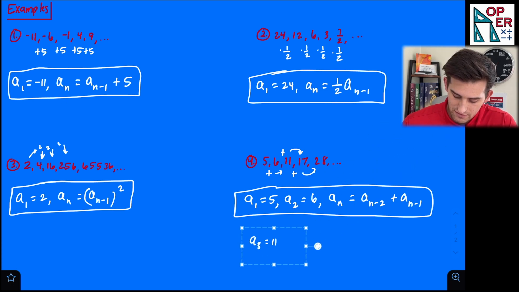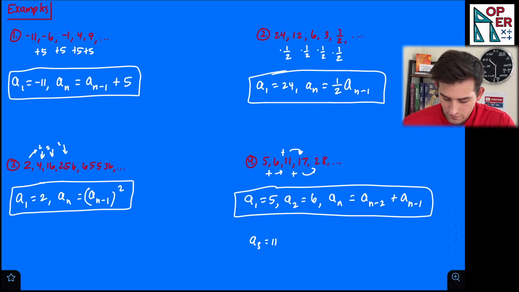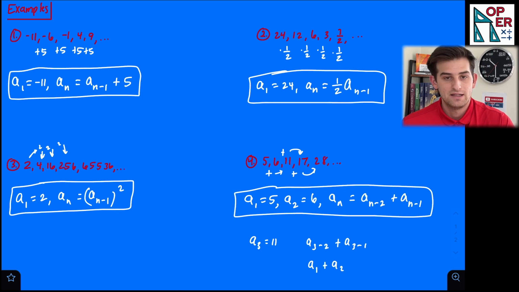So to find that, I would need to do a sub 3 minus 2 plus a sub 3 minus 1. So this is going to be a sub 1 plus a sub 2, and so that's my first term plus my second term.